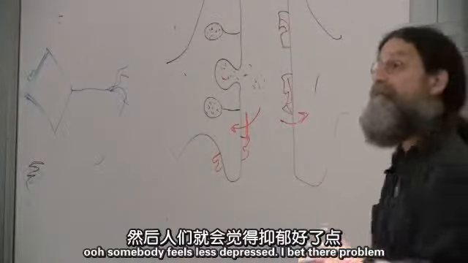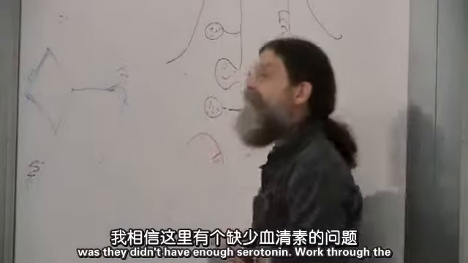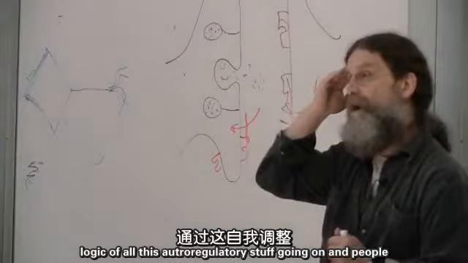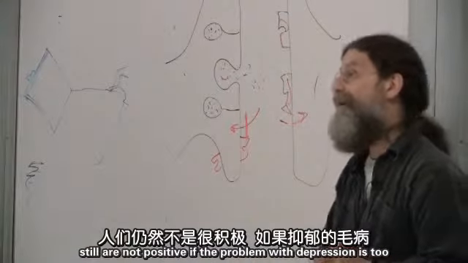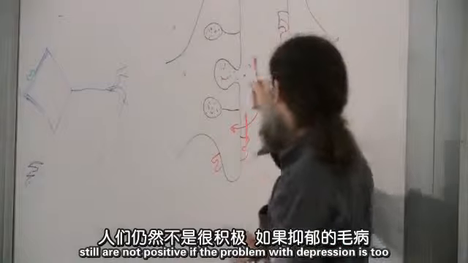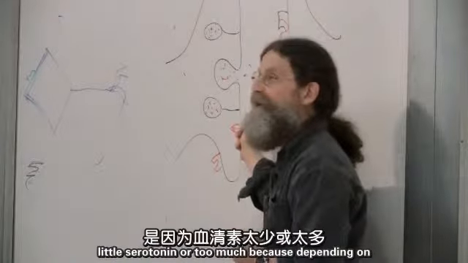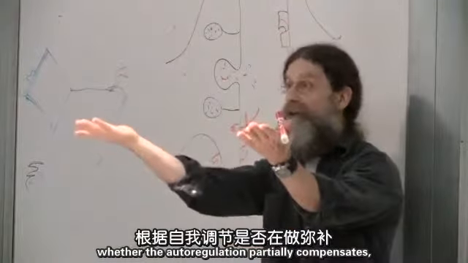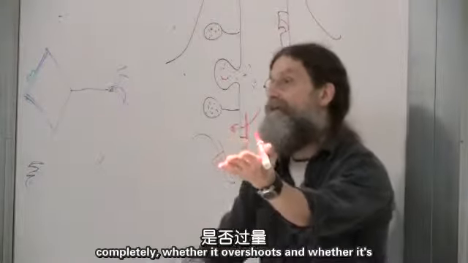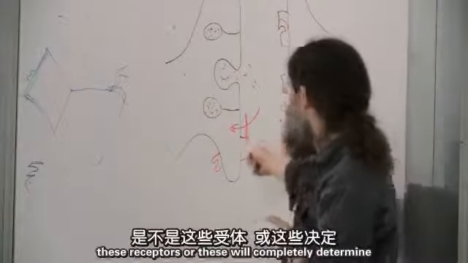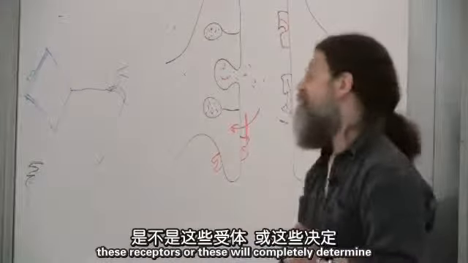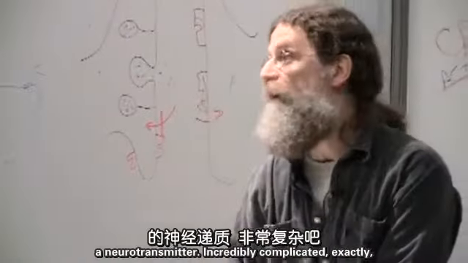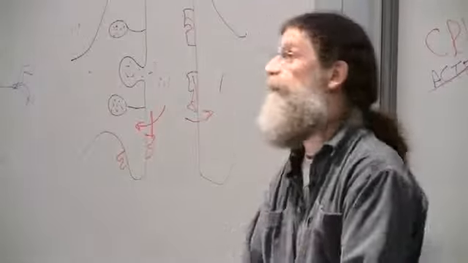Ooh, somebody feels less depressed. I bet their problem was they didn't have enough serotonin. Work through the logic of all this autoregulatory stuff going on, and people still are not positive if the problem with depression is too little serotonin or too much. Depending on whether the autoregulation partially or completely compensates, whether it overshoots, and whether it's these receptors or these, will completely determine whether the problem is too much or too little of a neurotransmitter. Incredibly complicated, exactly some of the complexities there.